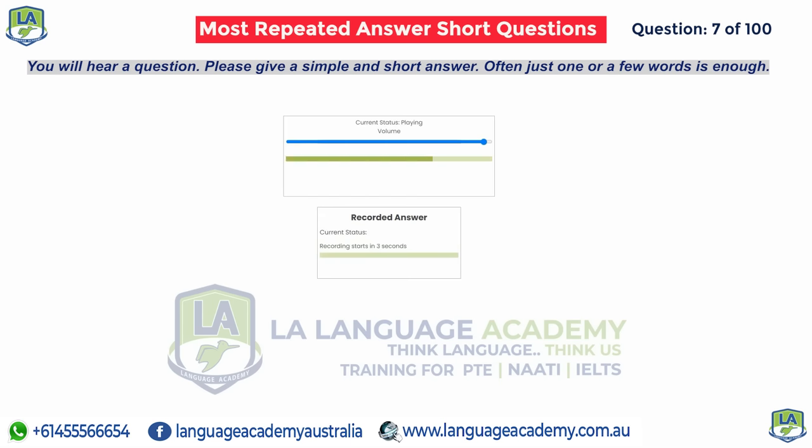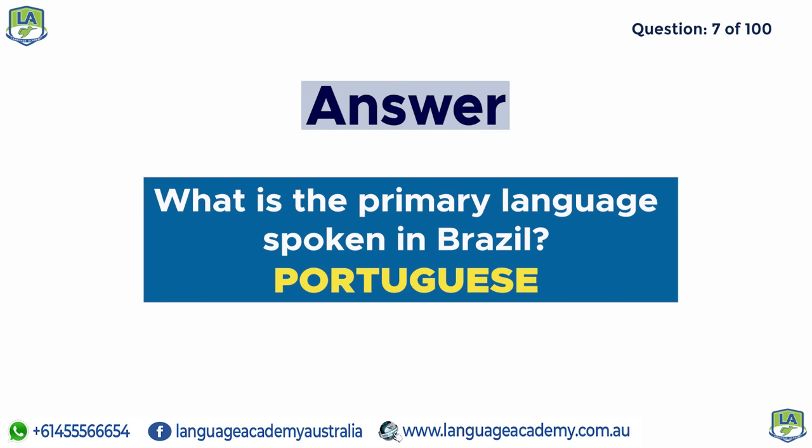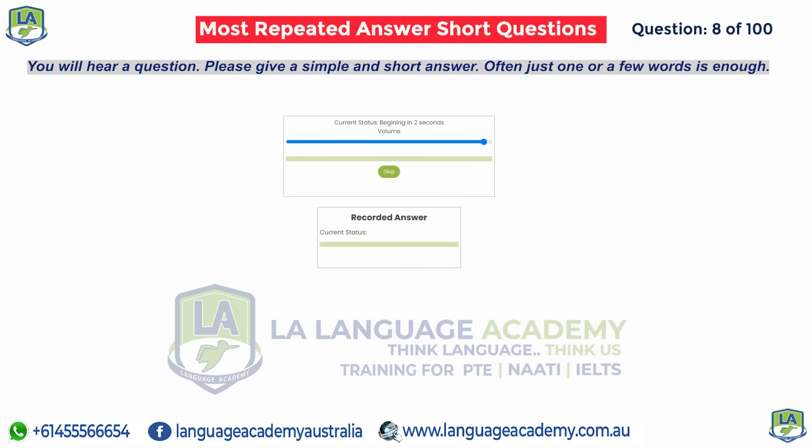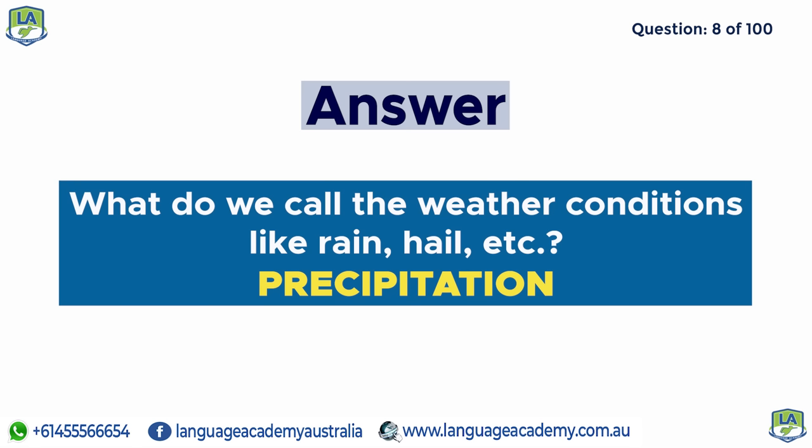What is the primary language spoken in Brazil? Portuguese. What do we call the weather conditions like rain, hail, etc.? Precipitation.